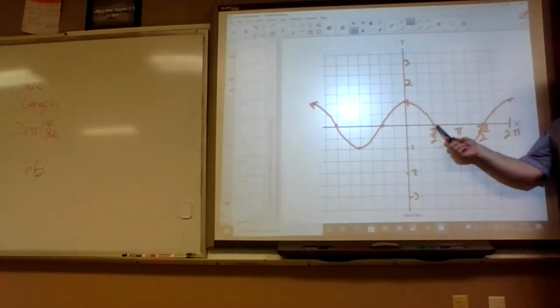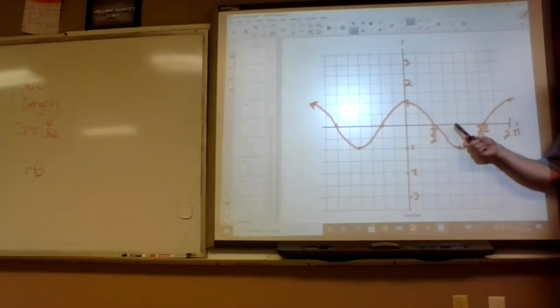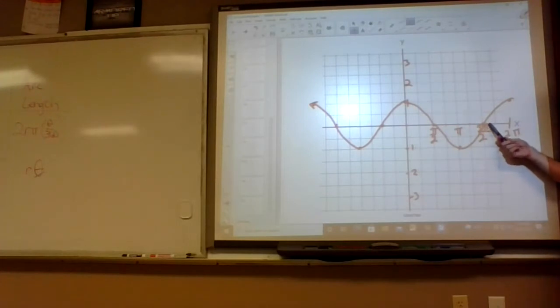At pi over 2, it's down to 0. At pi, it's down to -1. At 3 pi over 2, it's back up to 0. At 2 pi, it's back up to 1. I'm proud of this. Would you look at that? It's lovely. I worked day and night on this.